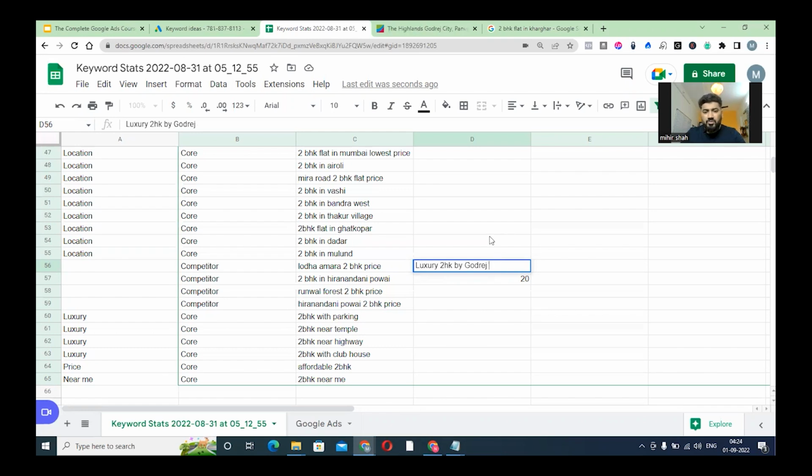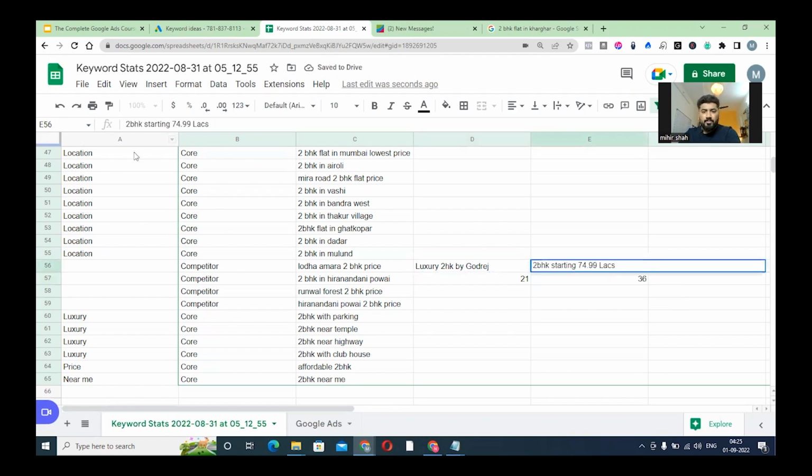All right, let's move that to the next headline, because here it will be too big to put this. Luxury 2 BHK by Godrej. Yes, it is exceeding. Okay, by Godrej, it's okay. I hope I didn't cross the length. No, I have. So I don't need to put in the length.